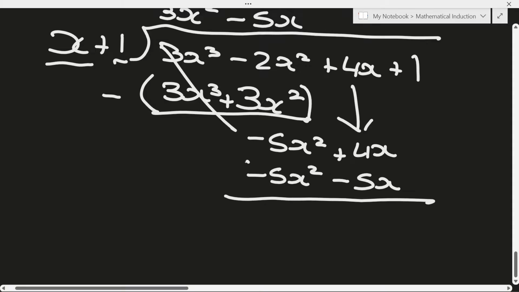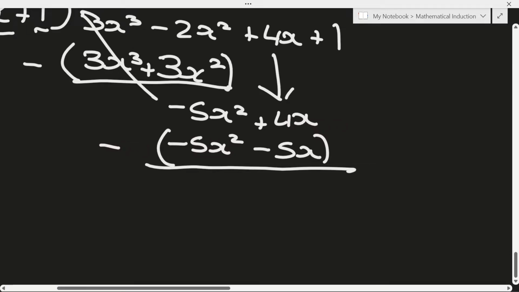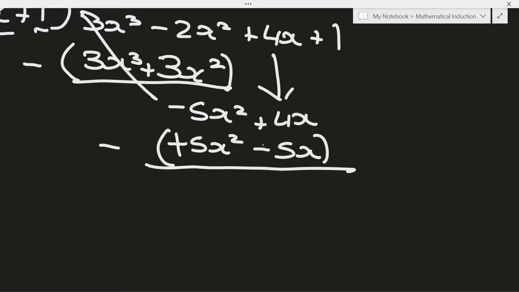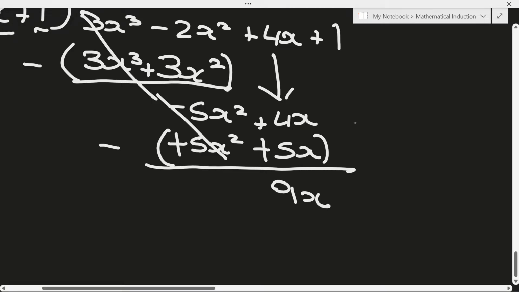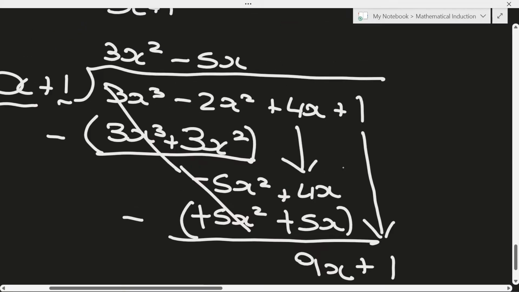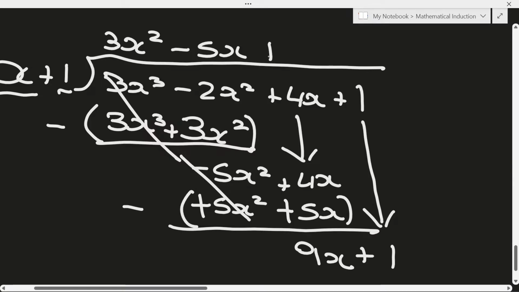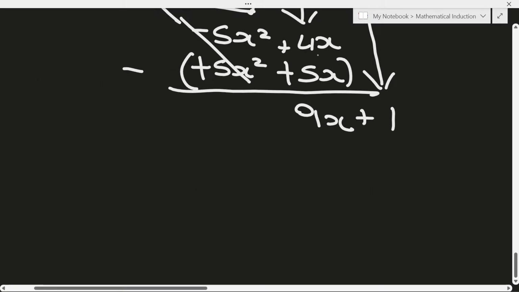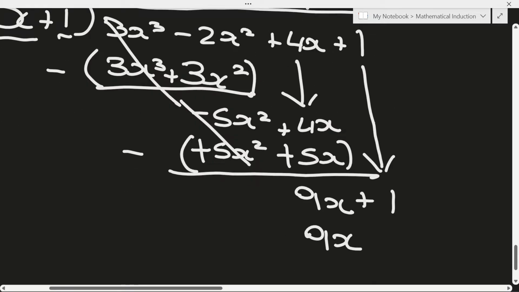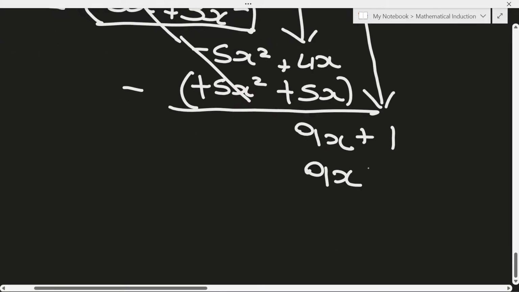But here's the thing, we can't forget that we changed the signs. So with changing the signs, this becomes positive and this becomes positive as well. So these cancel out and we'll have 9x. Then don't forget to bring back down the 1. So 9x plus 1. So x times what will give us 9x? X times 9. So we'll have 9x. And then 1 times 9 is 9. So we'll have plus 9.